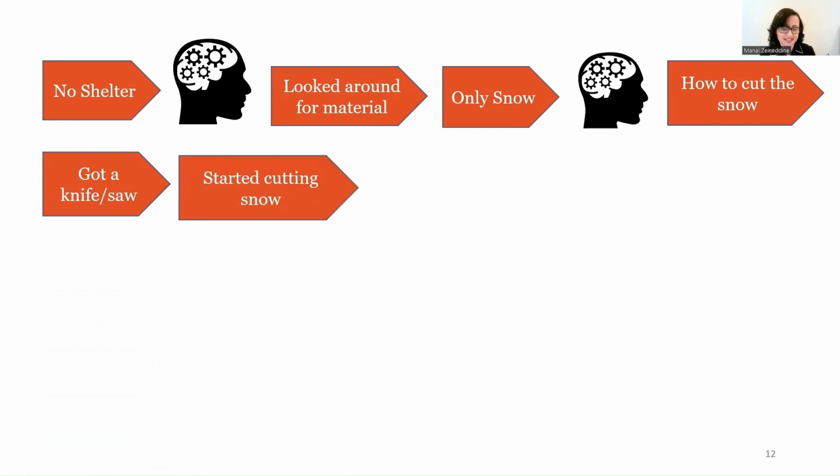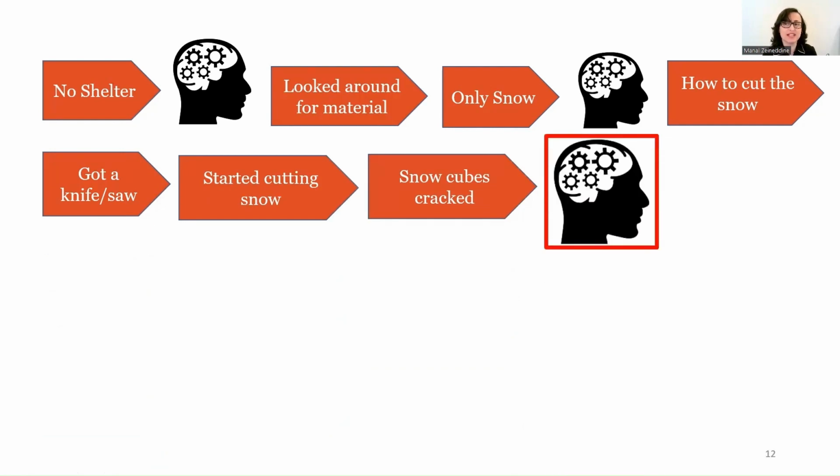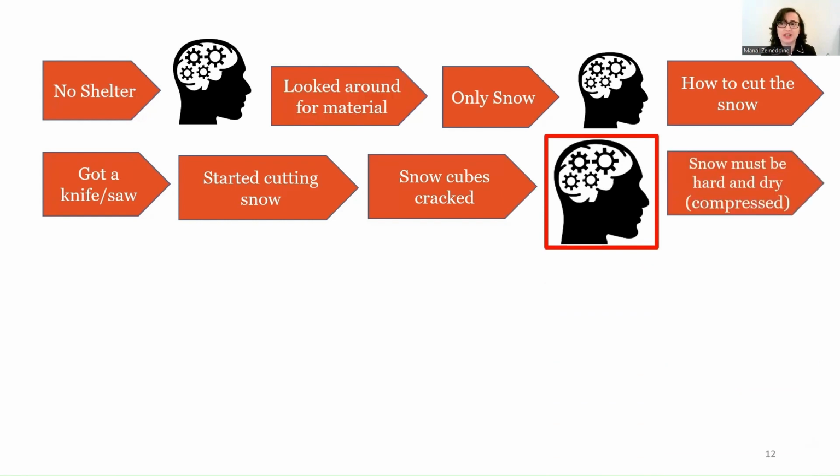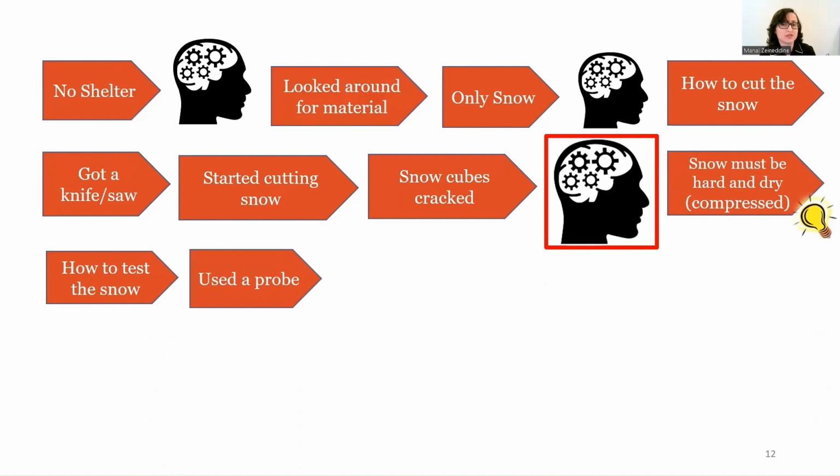So they started cutting the snow, but then something happened. The snow cubes or rectangles cracked. So that was an error here. And this drove them to think. Now they are thinking at a bigger picture. Snow must be hard and dry. It must be compressed. Again, here they needed a brilliant idea, how to test the snow. So they used here a probe. And that was another tool that they used to make the process successful.